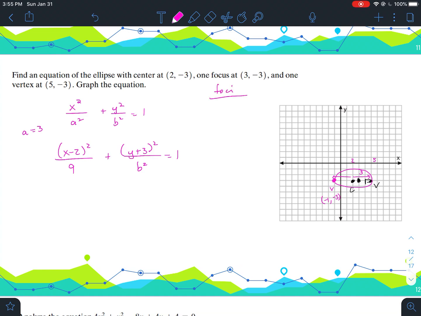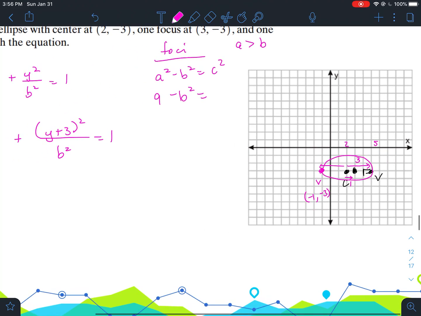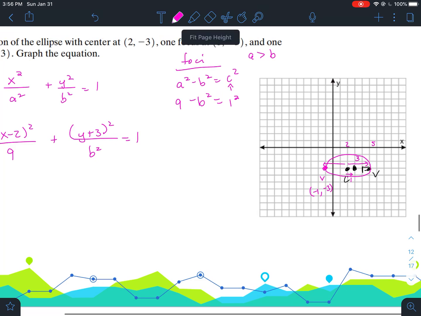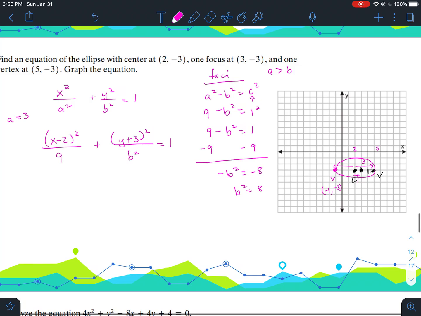Now for my equation for the foci, a squared minus b squared equals c squared, because a is greater than b. So 9 minus b squared equals c squared. To move from the center to a focus, I moved 1, so c in this case is going to be 1. So I have 9 minus b squared equals 1. Subtract the 9, and negative b squared equals negative 8. So b squared is going to equal 8. So plug it in, and the equation for this ellipse will be (x minus 2) squared over 9 plus (y plus 3) squared over 8 equals 1.